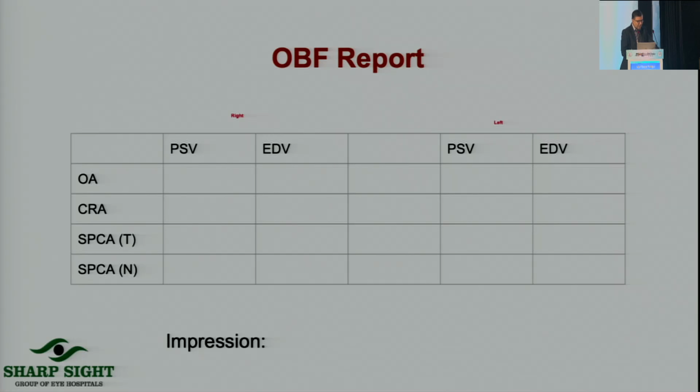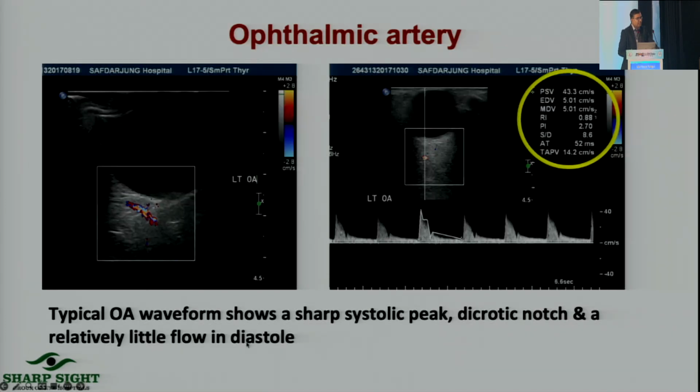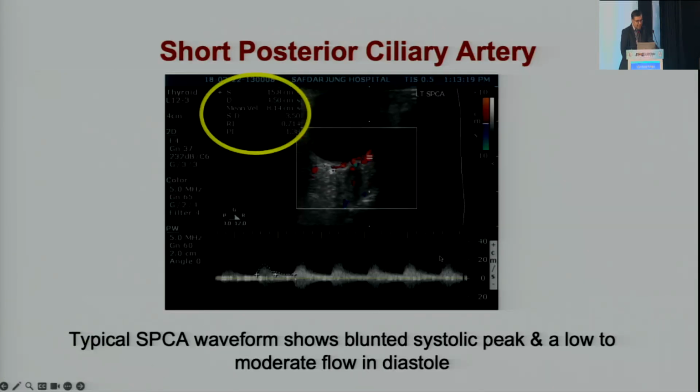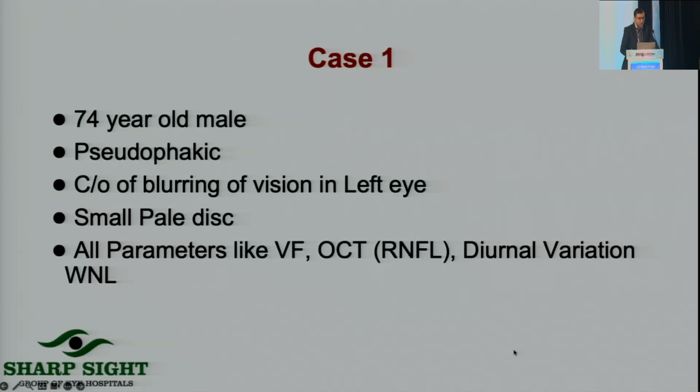As you can see below, we always give as impression what the radiologist thinks while doing the color Doppler imaging about the patient. Whenever we do an ocular Doppler, we also do a carotid Doppler. We have different waveforms for the ophthalmic artery: there is a systolic peak, dichrotic notch, and relatively little flow in diastole. Different in the central retinal artery, where there is a rounded systolic peak, and different in the short posterior ciliary artery, where there is a blunt systolic peak and low to moderate flow in diastole.